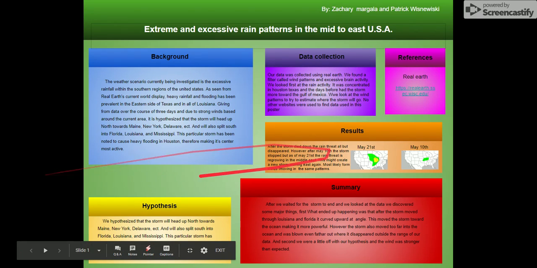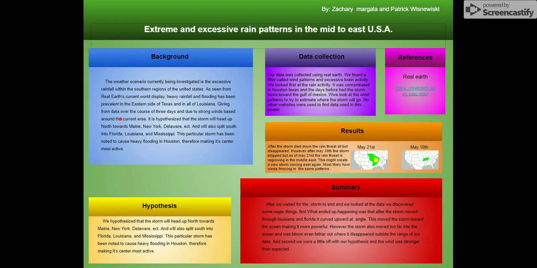Okay. What else am I supposed to say? Apart from using Real Earth, our references included a plethora of news articles daily over where the rain was being held, which state was hosting it at the given time. And yeah, that's about it.